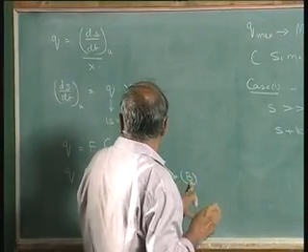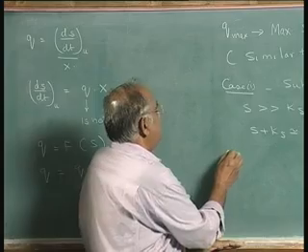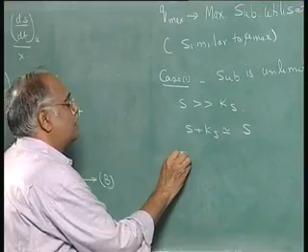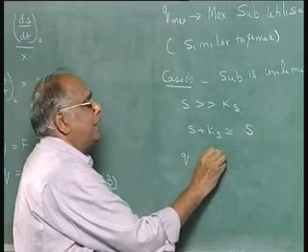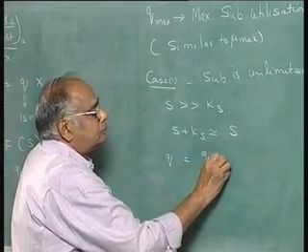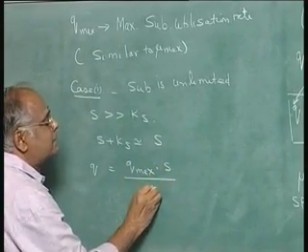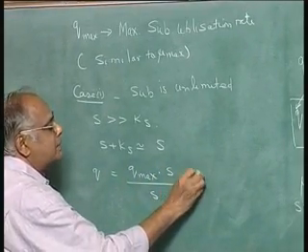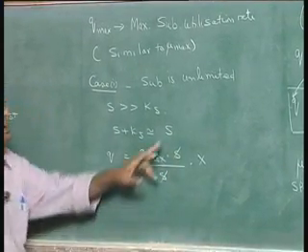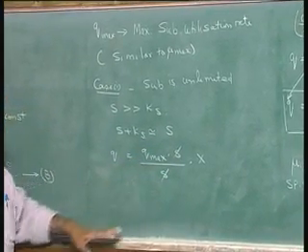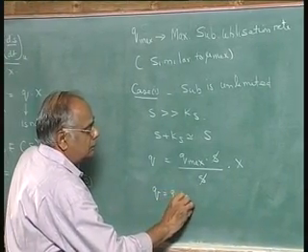Substitute in equation B for this Ks plus S, then this equation will be converted as Q is equal to Q max into S by S into X. So this particular thing cancels out, so Q is equal to Q max times X.